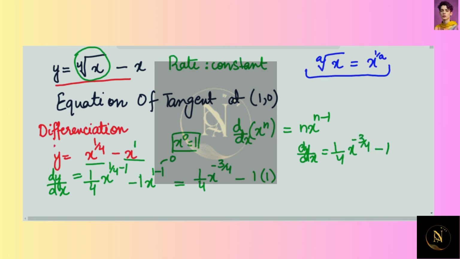Now recall that the first derivative is the gradient function, which gives the gradient m of the tangent line to the graph at point x. So you can use the variable m in place of dy by dx here. Now we have to find the gradient at the point (1, 0), so substitute x equals 1. That gives 1 by 4 times 1 to the power minus 3 by 4, minus 1. Any power of 1 is 1, so this is 1 by 4 minus 1, which results in minus 3 by 4.